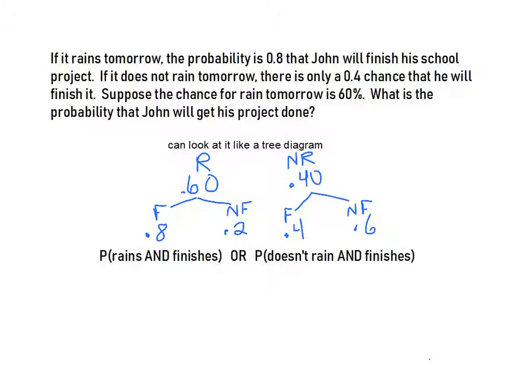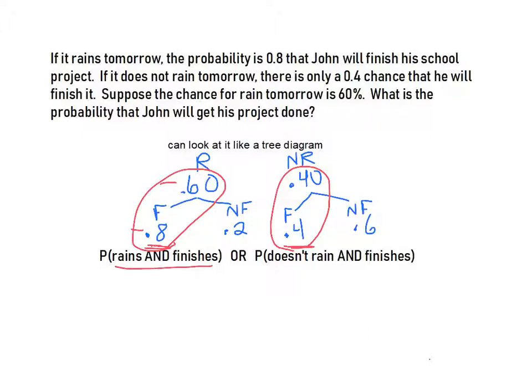Now you have to look at, the question was, what's the probability that he will get his project done? Well, getting his project done is either going to happen at this spot or at this spot. But it's more than just the 0.8 and the 0.4. It's the 0.8 after the 0.6 of it raining, or the 0.4 after the 0.4 of it not raining. So what you end up doing is over here on this side, well, this is the probability that it rains and that he finishes it.